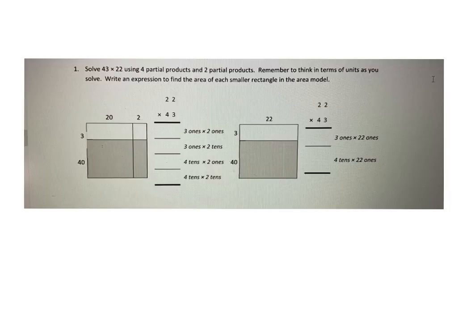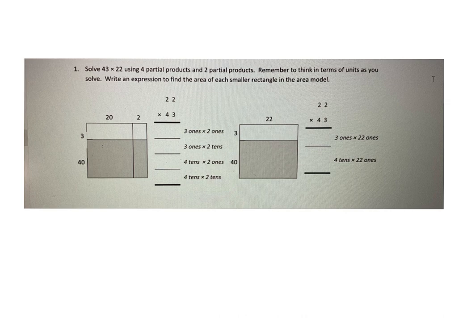All right, let's jump into our first example here. It says solve 43 times 22 using 4 partial products and 2 partial products. Remember to think in terms of units as you solve. Write an expression to find the area of a smaller rectangle in the area model. First, we can do the straight up and down multiplication. It's nice that they broke it down like this for us.